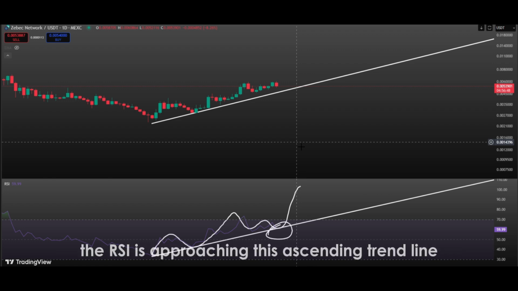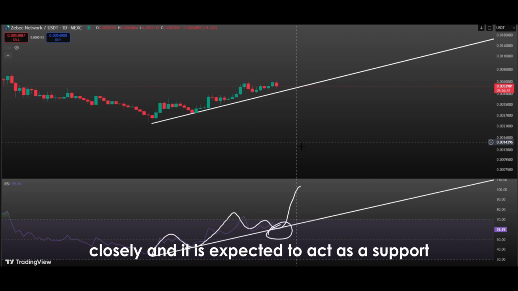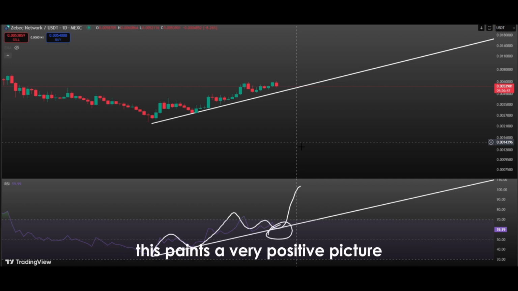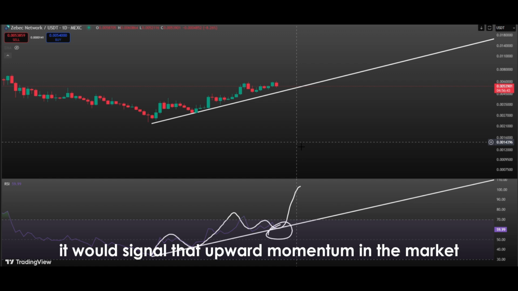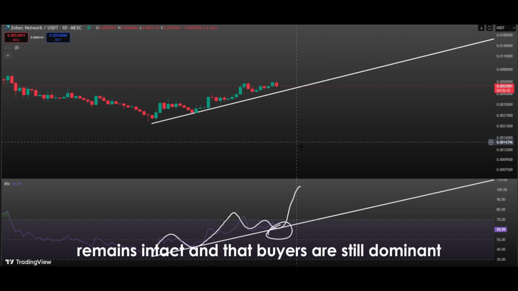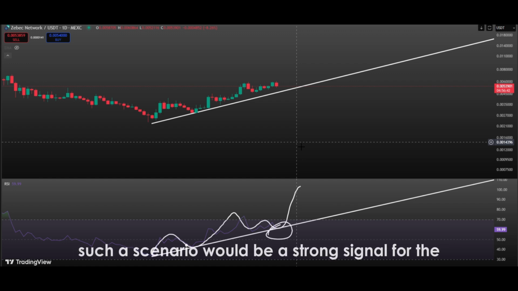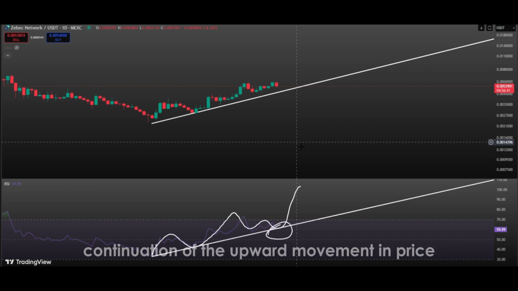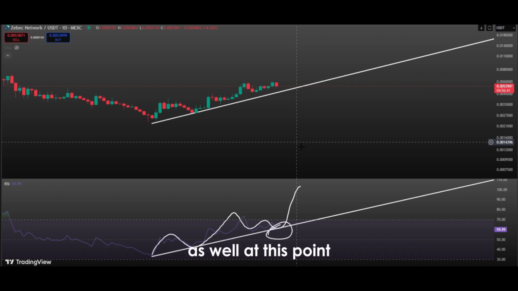At present, the RSI is approaching this ascending trend line closely, and it is expected to act as a support. This paints a very positive picture from a technical analysis perspective. Ascending trend lines often serve as a springboard for the RSI or price to start moving upward again. If the RSI bounces off this trend line, it would signal that upward momentum in the market remains intact and that buyers are still dominant. Such a scenario would be a strong signal for the continuation of the upward movement in price as well.